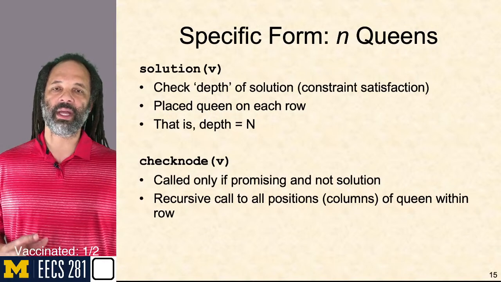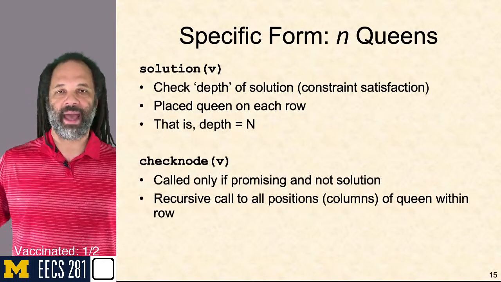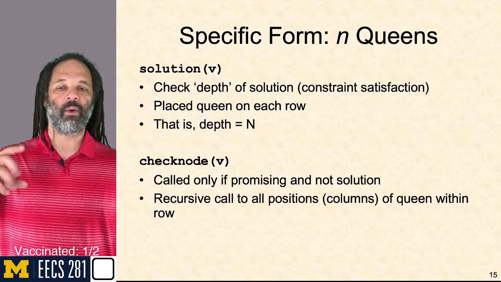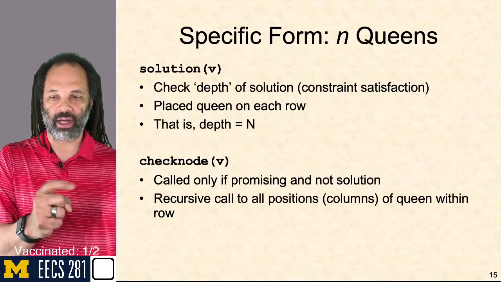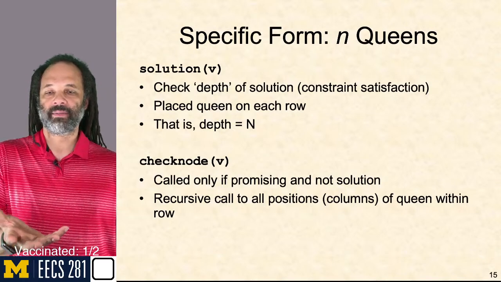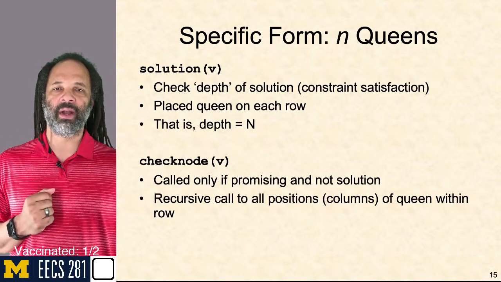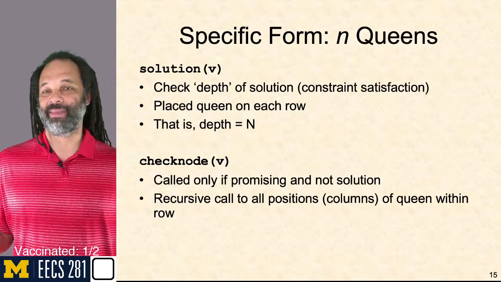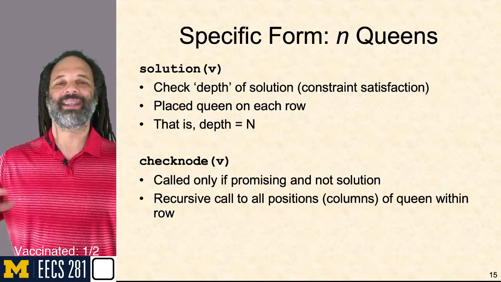So here is our generic backtracking with the focus of n queens placed on there. We're going to see how we can write solution, how do we write check node, and how do we write promising. Solution is easy. I mentioned that one earlier. In a lot of these, you say, well, I've got to place n queens. If I haven't placed n of them, this ain't a solution. So I'll check the depth of my solution.